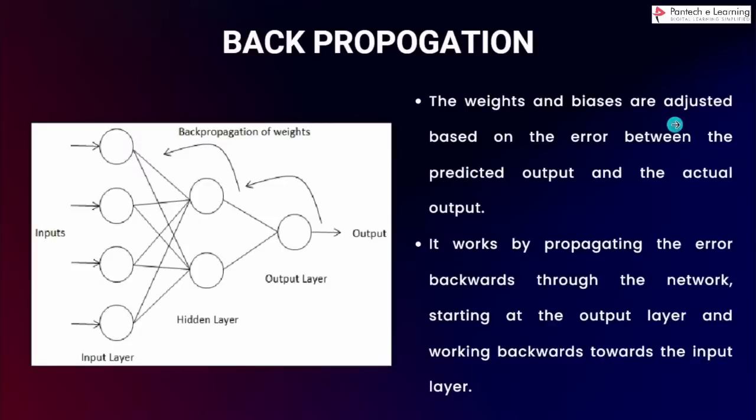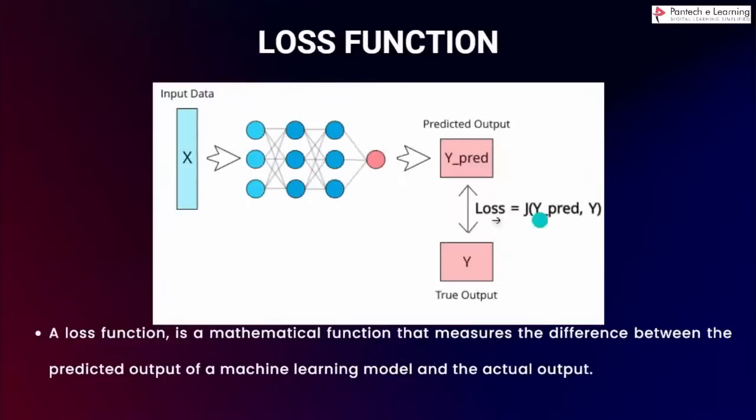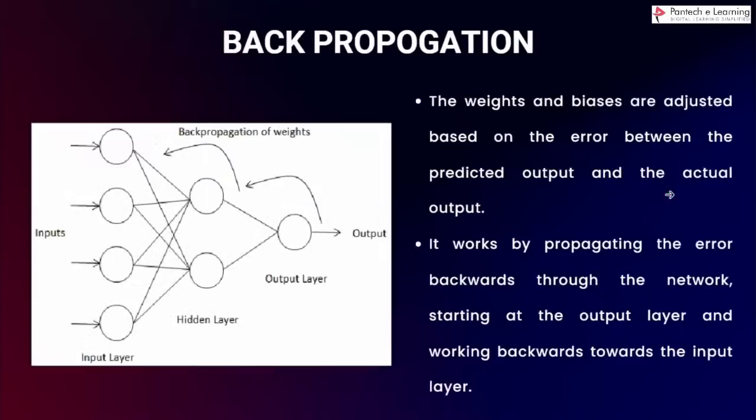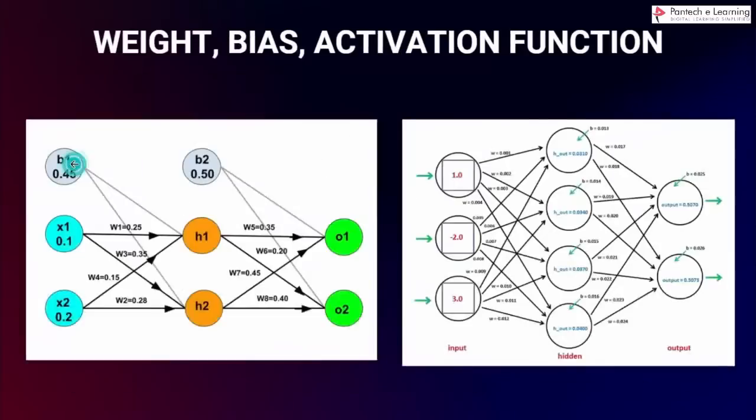So the weight and bias are adjusted based on the error between the predicted output and the actual output, which is the loss. Based on the loss function, the weight and bias are adjusted, which means it is going to reassign the values on its own. You are not going to add any weight or bias on your own. These values are set automatically.